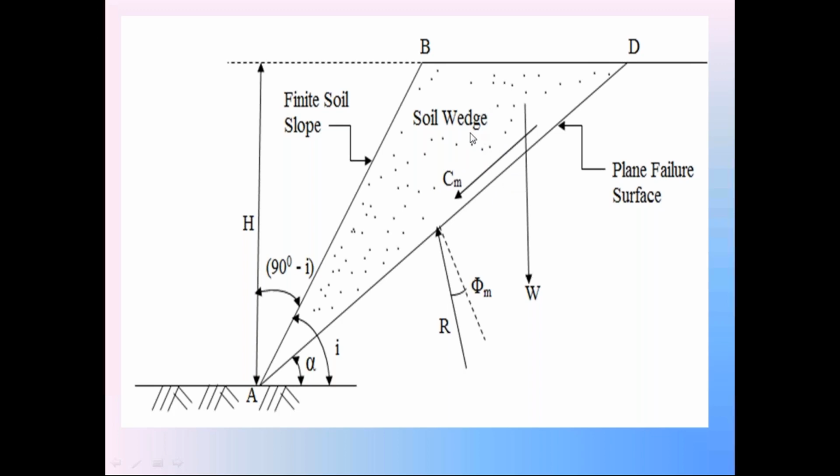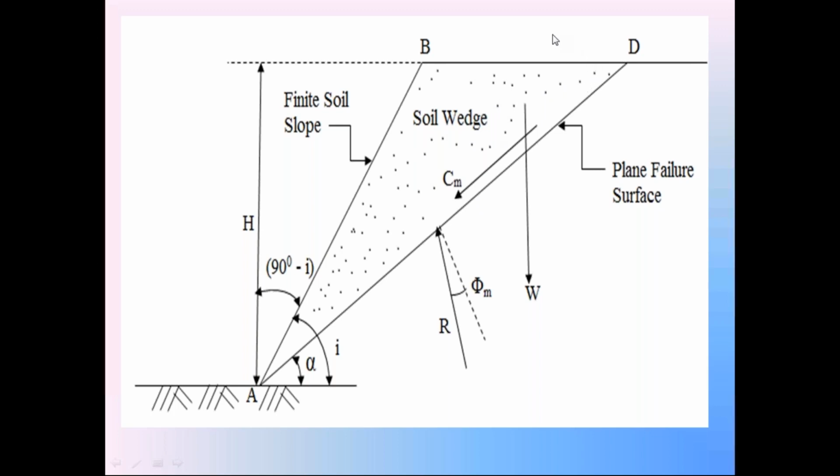Since this soil wedge is applying the force Cm on the surface AD, the surface AD also applies the same force Cm on the soil wedge but in the upward direction, because of Newton's third law: for every action there is an equal and opposite reaction. So at the time of failure, the soil wedge is moving downwards. At the time of downward movement, this soil wedge applies the force Cm on the surface AD. Then the surface AD applies the same force Cm on the soil wedge but in the upward direction.